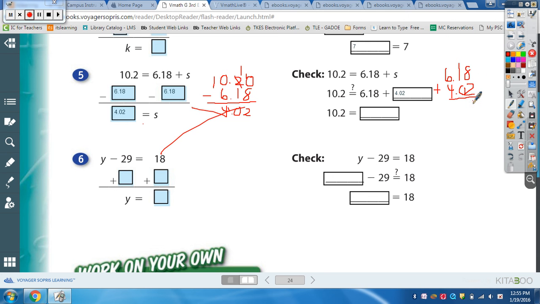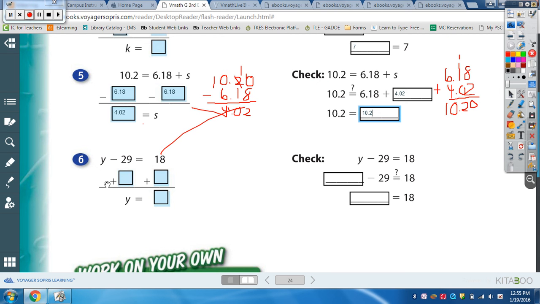8 plus 2 is 10. We put down the 0 and we carry the 1. 1 plus 1 is 2. Bring down the decimal. And 6 plus 4 is 10. So indeed, 10.2 does equal 10.2, or 10 and 2/10 does indeed equal 10 and 2/10.